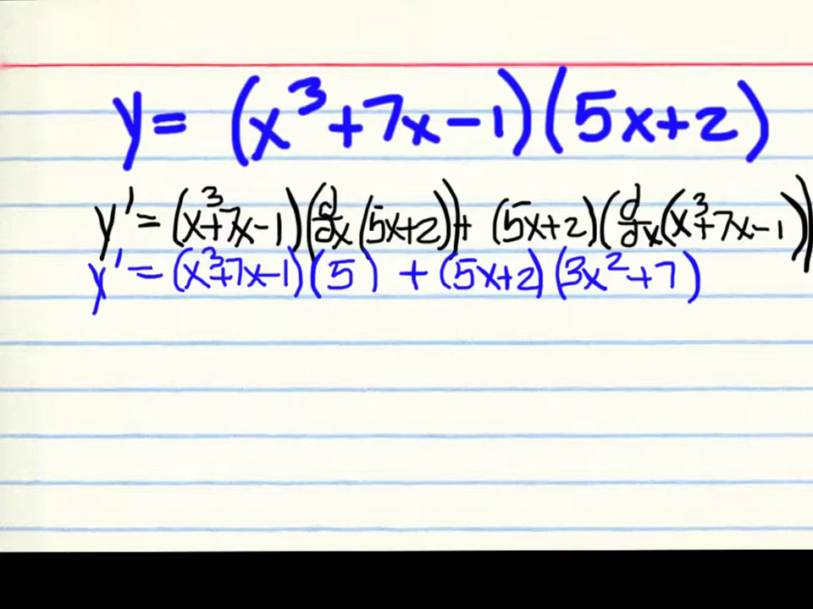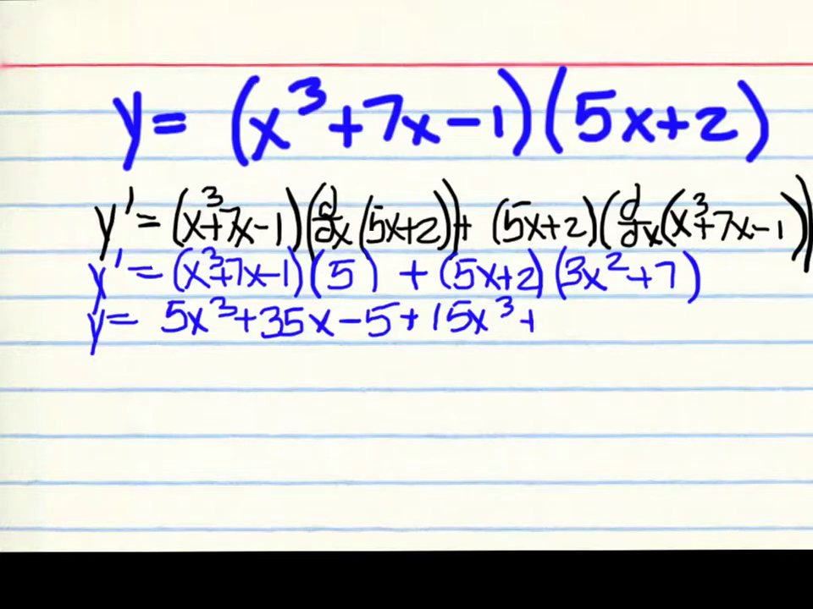Now from there you just have to simplify. You're going to end up with a 5x cubed plus 35x minus 5. And then over here you have to do a FOIL thing here. So it's going to be 5x times 3x squared is 15x cubed. And then 35x. Now move to the 2 for multiplying and get 6x squared plus 14.